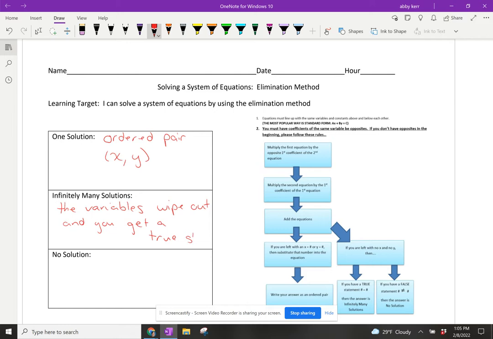So this is going to be very similar to the substitution method. Now with no solution, you will get the variables to wipe out, but in this case, you're going to get a false statement.